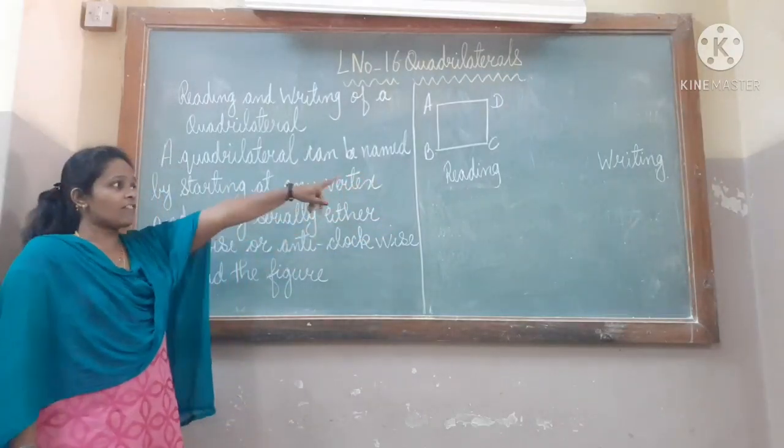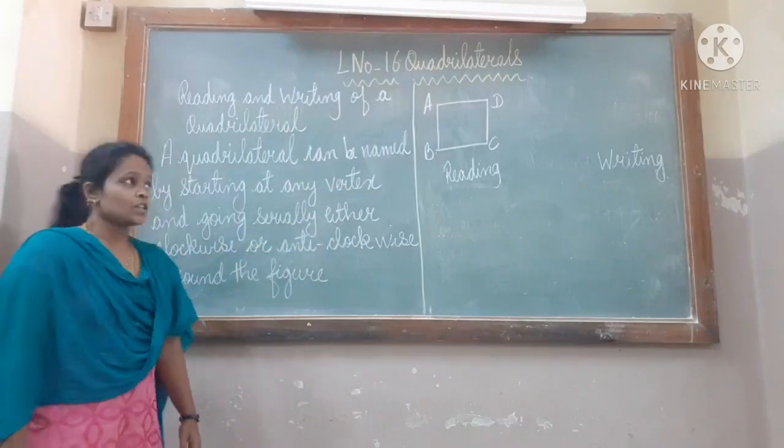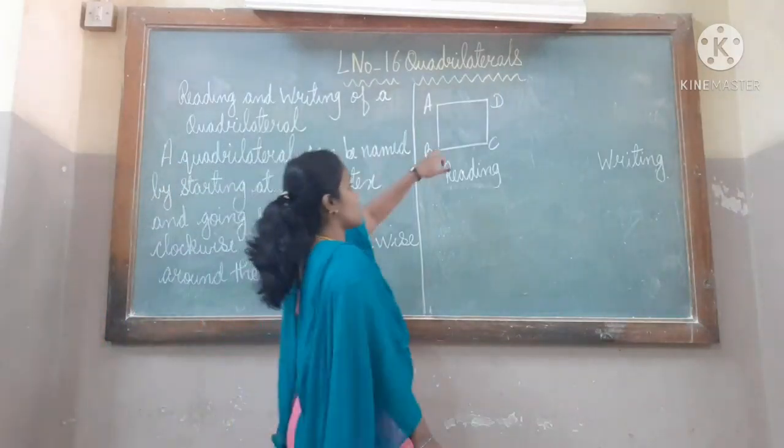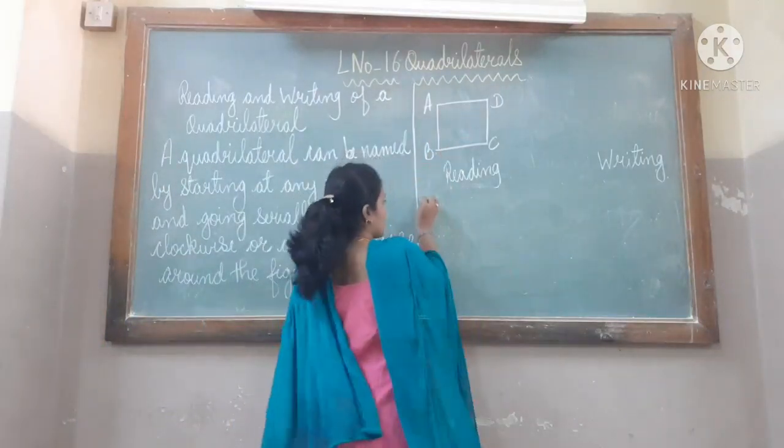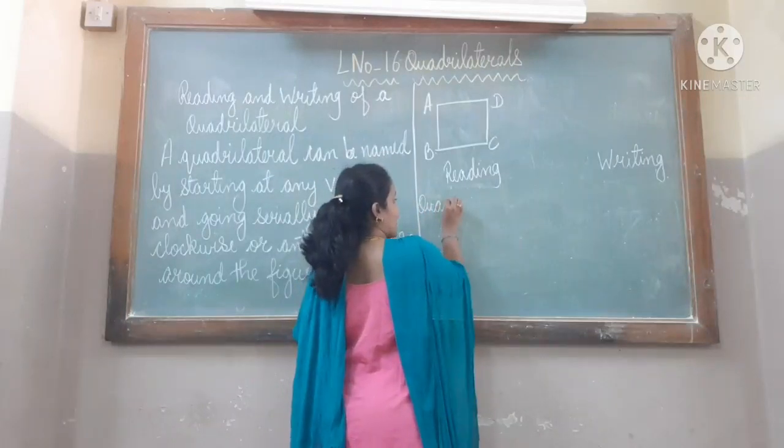That's why I have written the reading and writing. Starting from the first one, we'll start from A. You will write quadrilateral.